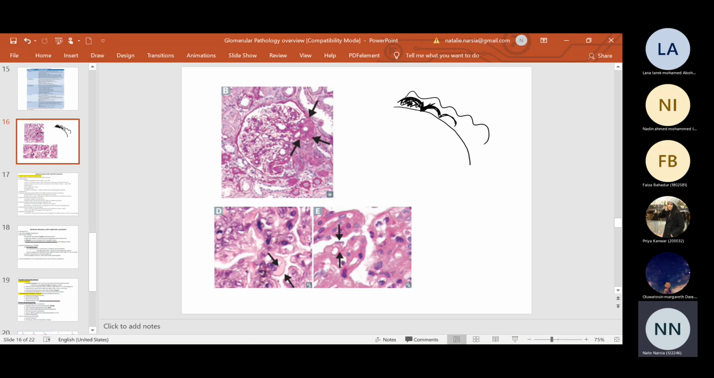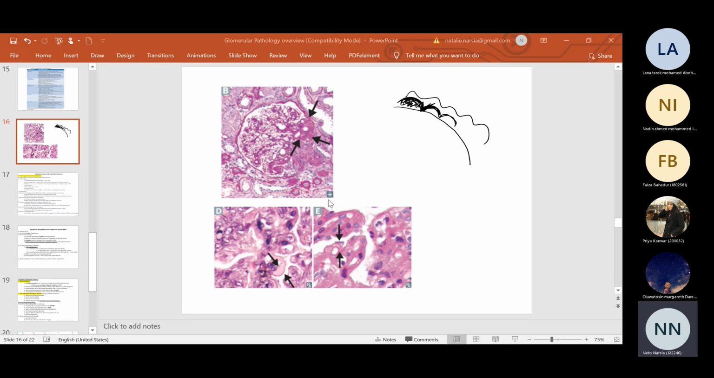Nothing complicated here. Okay, so granular immunofluorescence, you remember, subepithelial deposition, and spike and dome appearance in membranous nephropathy. Membranous nephropathy is also related to lupus. You remember it. Okay, you understand.